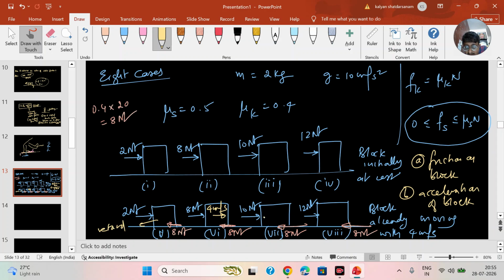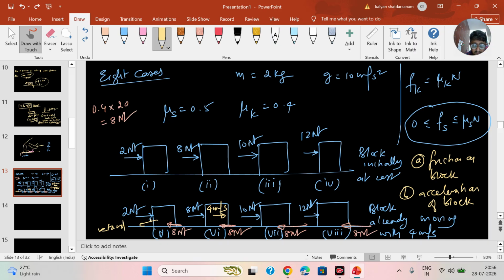The other two cases, the net force is to the right. Here the net force is 10 minus 8 or 2 Newton to the right. So the block accelerates. Its speed is going to increase from 4, 5, 6, 7, 8 and forever. At least, till relativistic effects take over, which we are not interested in. And in this case also. So in these two cases, the block will accelerate and speed is going to increase.